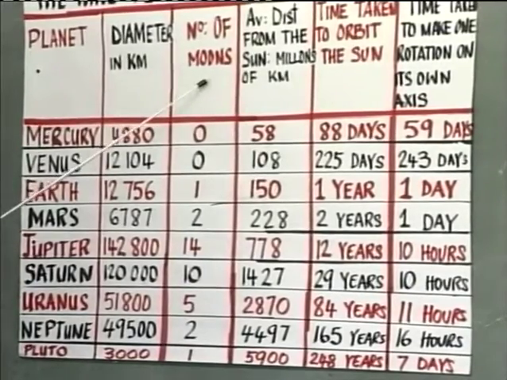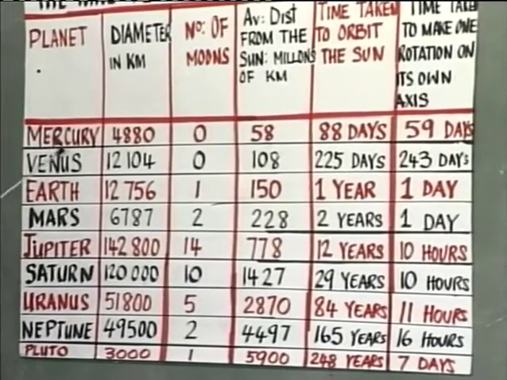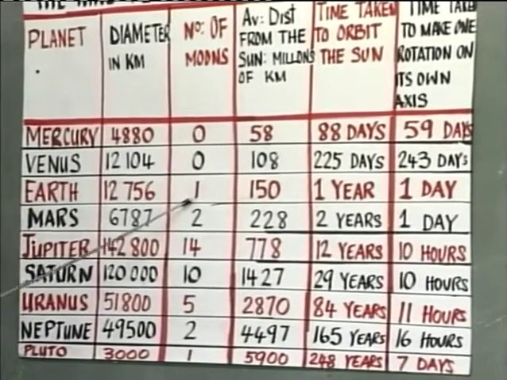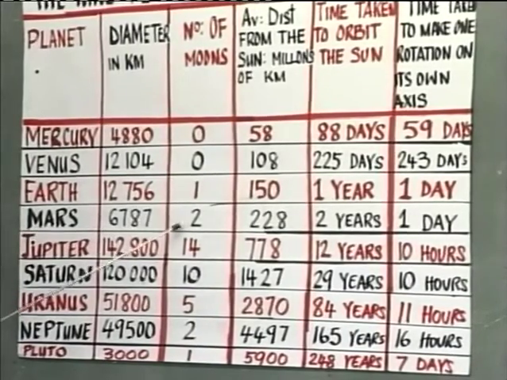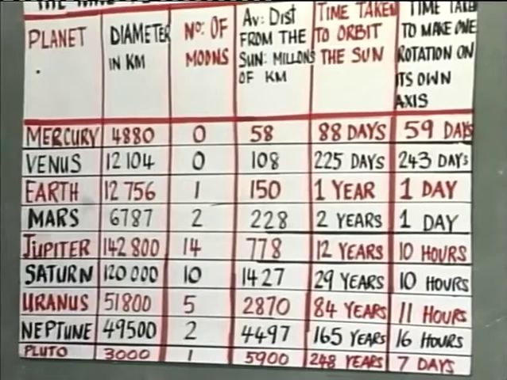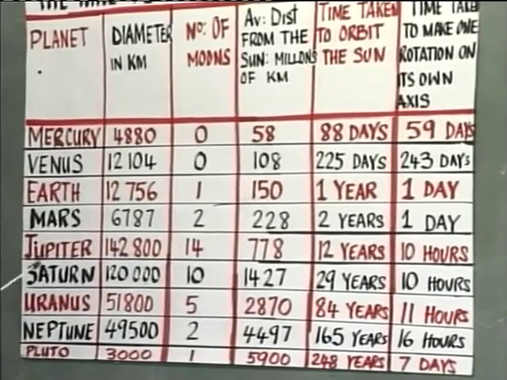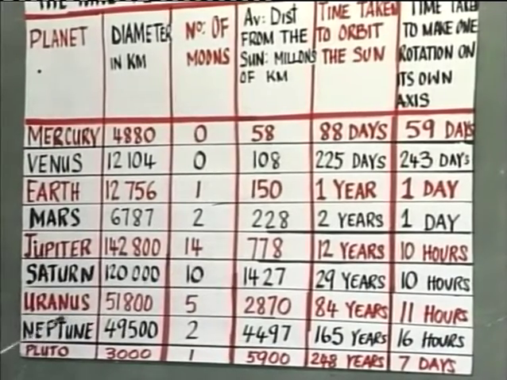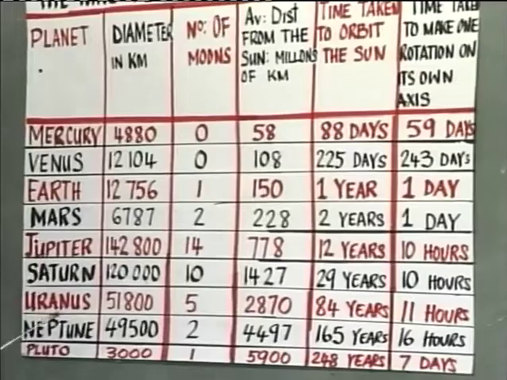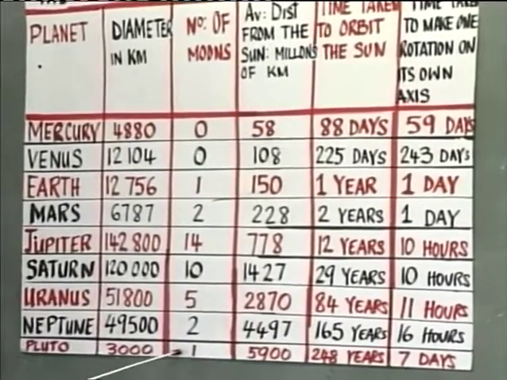Number of moons that these different planets have: Mercury, none. Venus, none. The Earth has only one moon. Mars, 2 moons. Jupiter has 14 moons. Saturn has 10 moons. Uranus has 5. Neptune with 2 moons, and Pluto 1.